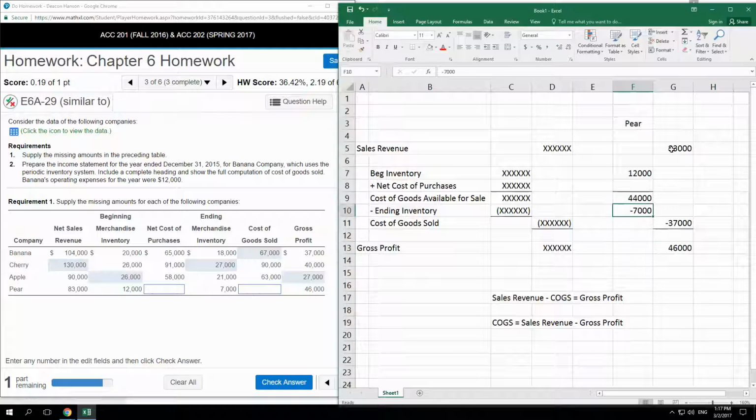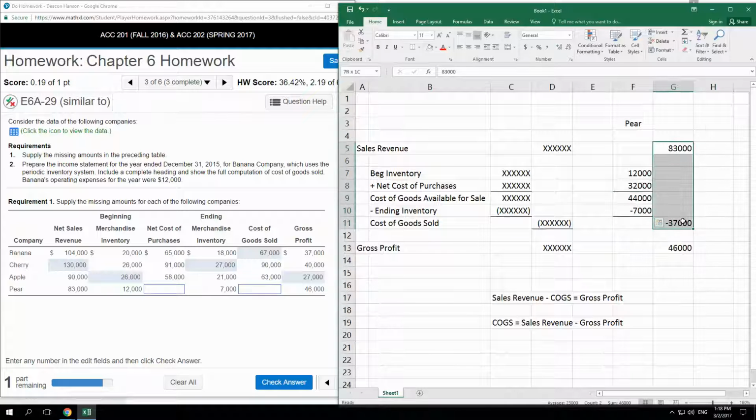All right. So cost of goods available for sale is 44,000, and we know that it's made up of these two, and we know the first piece of it, 12,000. So the remaining amount, which is 44,000 minus 12,000, should give you your net purchases. And then of course I would go through and double check it. So 12,000 plus 32 should be 44. Okay, 44 minus 7 should be 37.